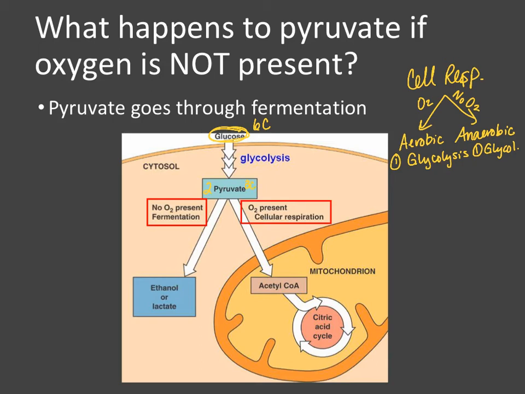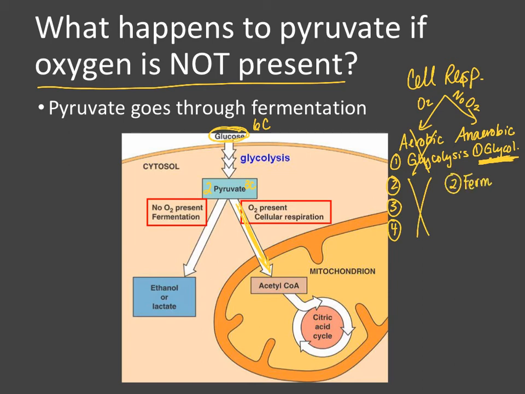Now, if oxygen is present, that pyruvate goes through those remaining steps of aerobic respiration. But now we're going to circle back around and take a look at what happens when oxygen is not present. So if we can't do aerobic respiration, what's going to happen to that pyruvate that we produce during glycolysis? Well, the answer is it's going to go through another series of reactions. So instead of going through the oxidation of pyruvate and the citric acid cycle and oxidative phosphorylation, instead it's going to go through something called fermentation.